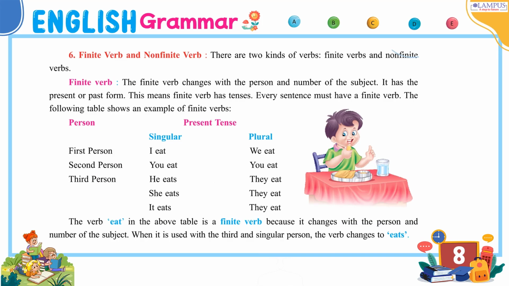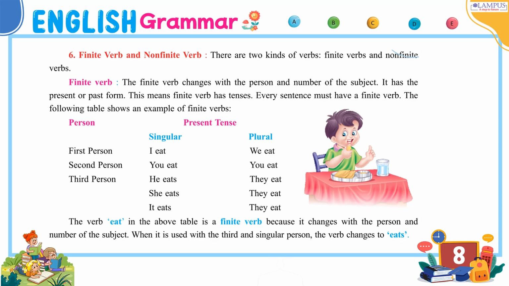6. Finite verb and non-finite verb. There are 2 kinds of verbs: finite verbs and non-finite verbs. Finite verb. The finite verb changes with the person and number of the subject. It has the present or past form. This means finite verb has tenses. Every sentence must have a finite verb.